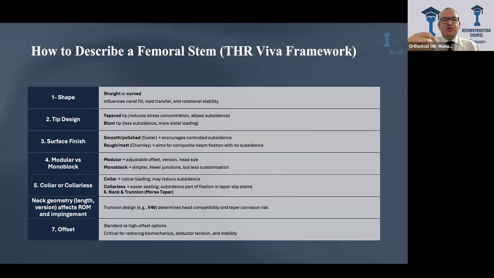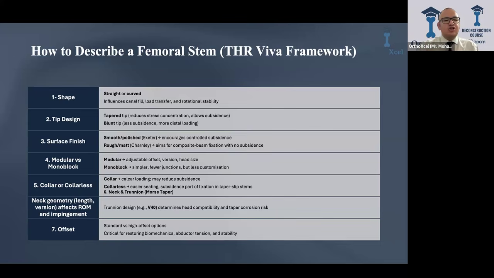So the stem in front of you has a design. This design, every part of the design, as I explained to you, carries a meaning. Why there is a trunnion, why there is a neck, why there is a shoulder, why it's double tapered or triple tapered or single tapered, why it's polished, why there is a centralizer. So you have to structure your answer.